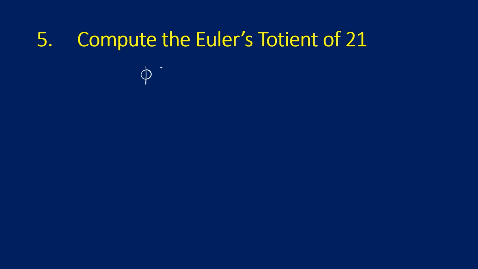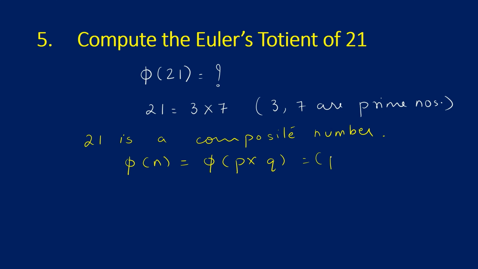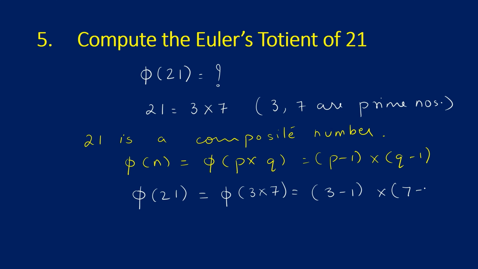So let us solve this question. We have to compute the Euler quotient of 21. As you all know, 21 can be represented as 3 into 7, where 3 and 7 are both prime numbers. So 21 is a composite number, and the Euler totient of such a number is given as p minus 1 into q minus 1. Therefore, the Euler totient of 21, that is the Euler totient of 3 into 7, can be computed as 3 minus 1 into 7 minus 1. So 3 minus 1 is 2, 7 minus 1 is 6, and the answer is 12. Therefore, the Euler totient of 21 is equal to 12.